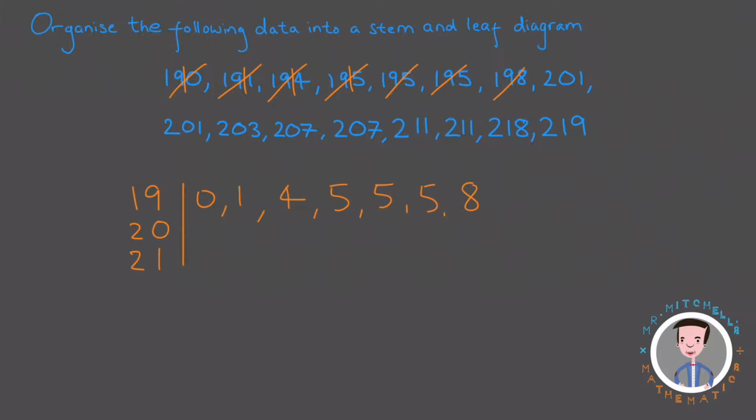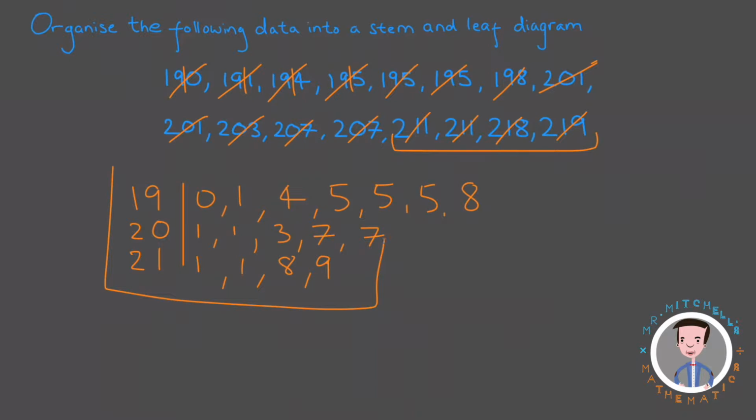Good. The next thing I need to do is enter the leaves for the 20 stem, or the numbers beginning with 20. So I have 201, 201, 203, 207, and 207. So I cross off all of those. The last section I have here is numbers that begin with 21, or have 21 tens. So I do 21, 1, 1, 8, 9. And I have now entered all of my raw data into a stem and leaf diagram.